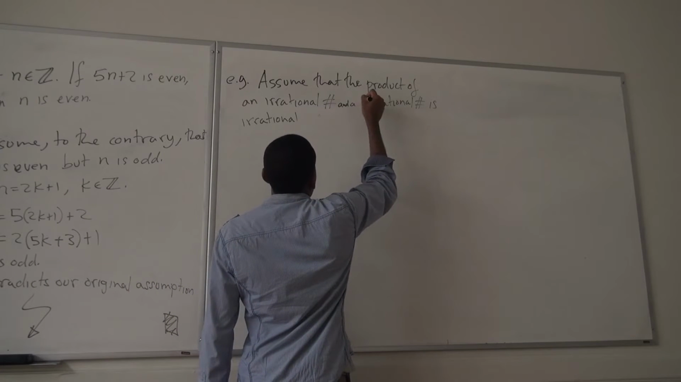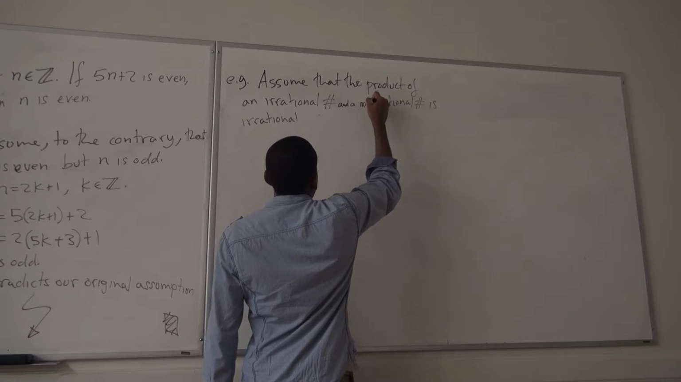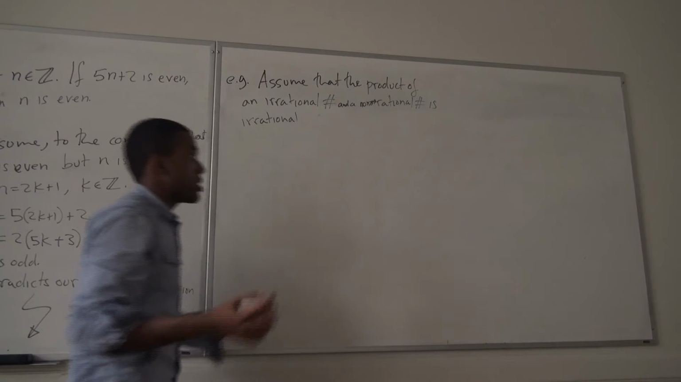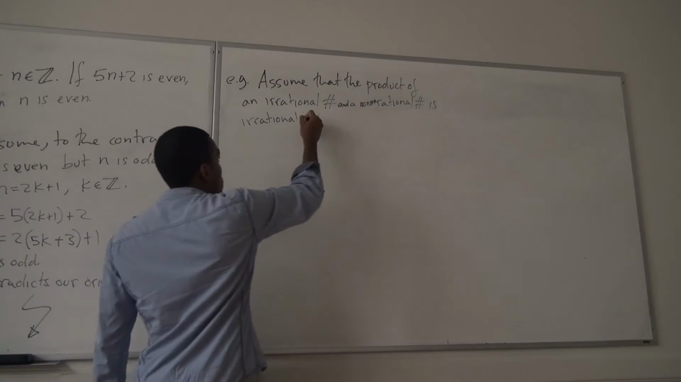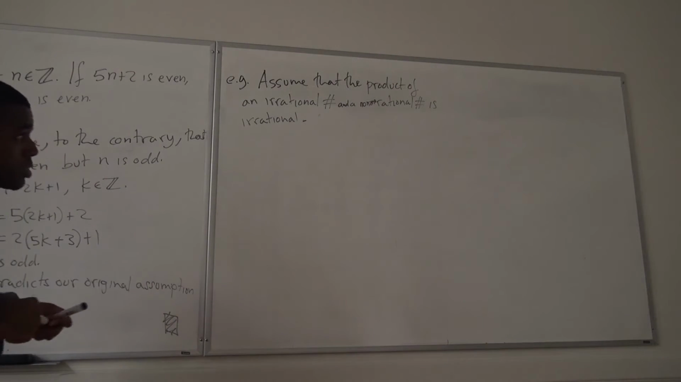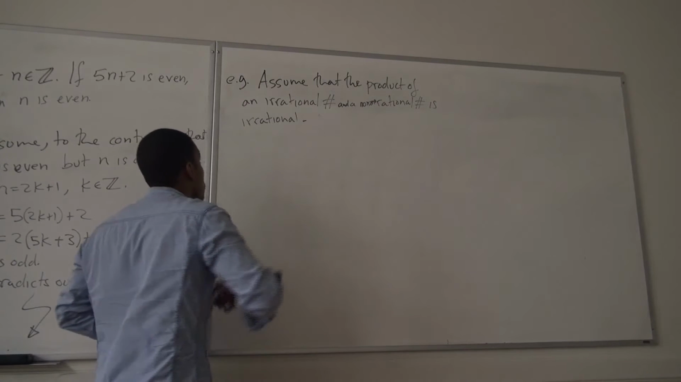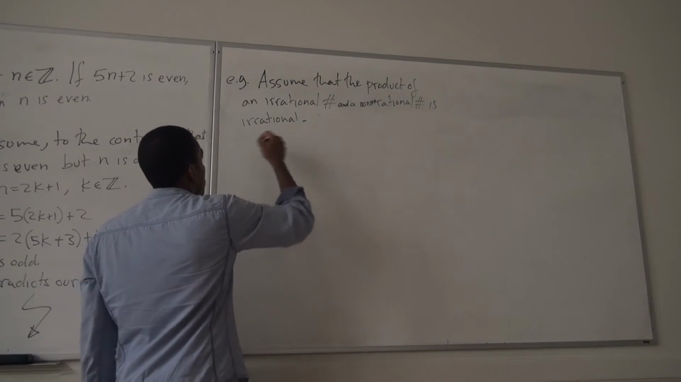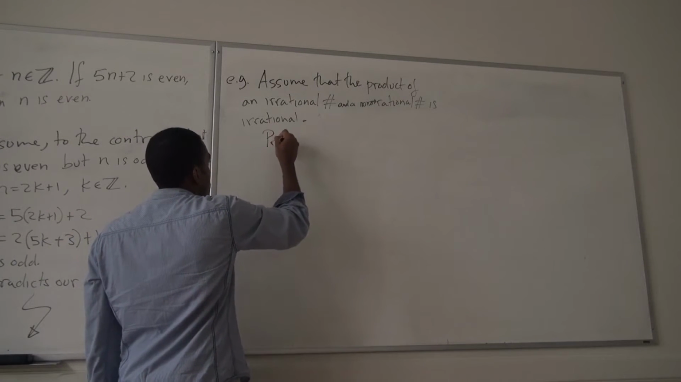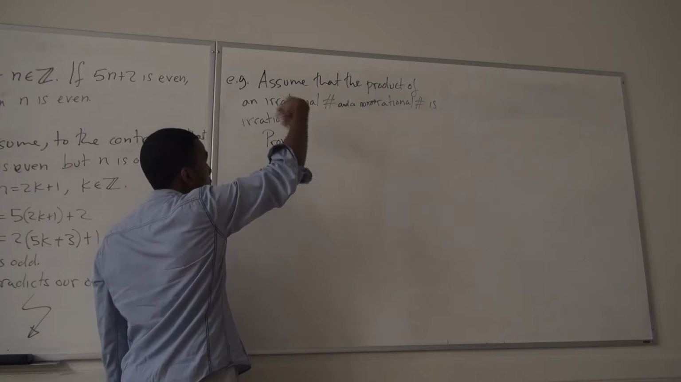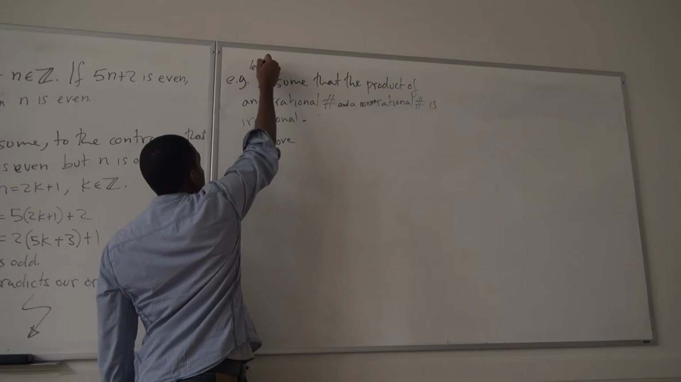and a non-zero, right? Because obviously if you multiply by 0, you get 0, it's not irrational, right? So if you multiply an irrational by a non-zero rational, the result will be irrational. It's actually a homework problem. You're going to prove that. So now prove. I'm saying you can assume it as a lemma, right? This is your lemma.